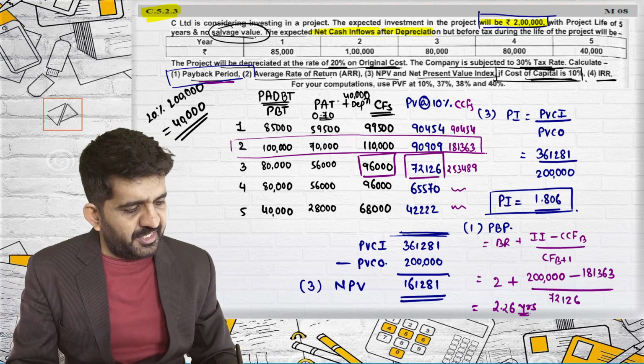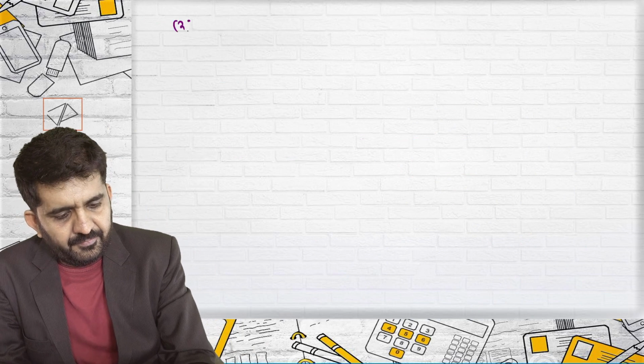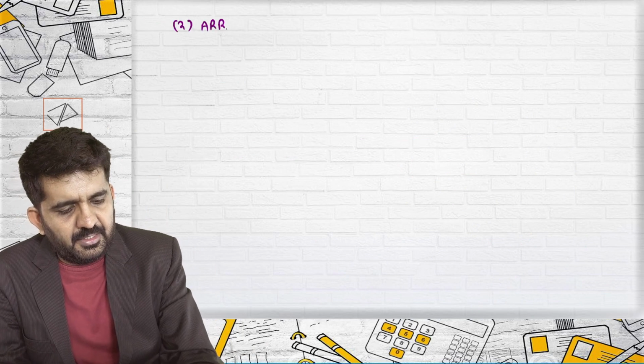Next is average rate of return or accounting rate of return. Answer number 2, ARR.